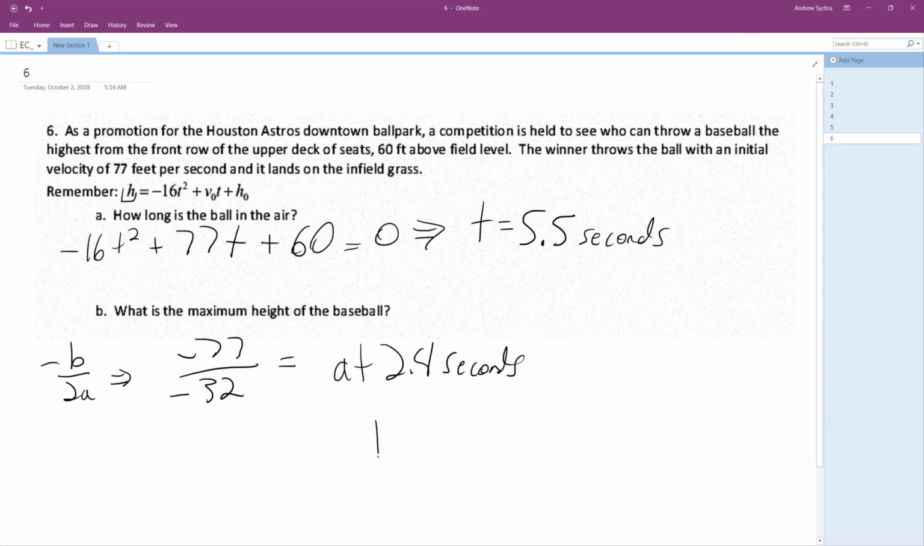We get 152.6 feet, roughly. 641 feet. Okay, whatever. All right, that's it.